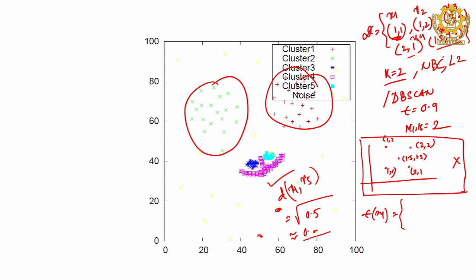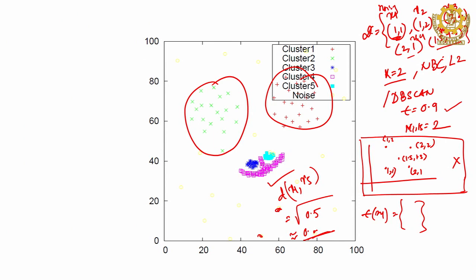So, that is 0.7, which is obviously lesser than 0.9. So, x1 will have only x5 in its epsilon neighborhood. Since the minimum points is 2, x1 is a noisy point. You cannot explore from a noisy point. If it is a core point, then only you can explore. So, this point is marked as a temporarily noisy point.